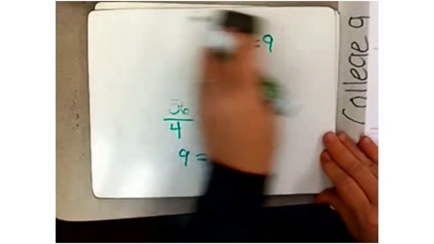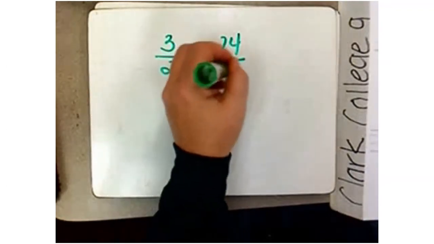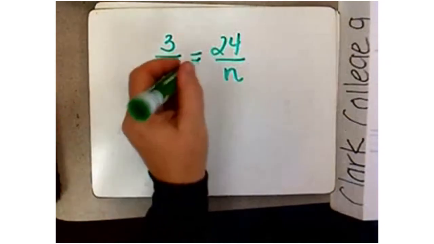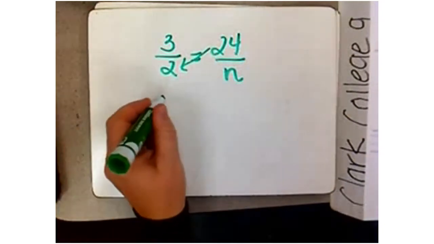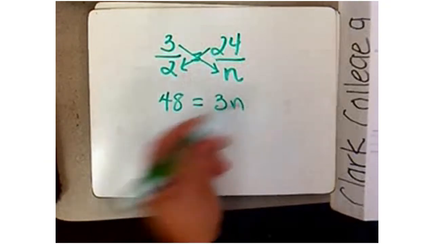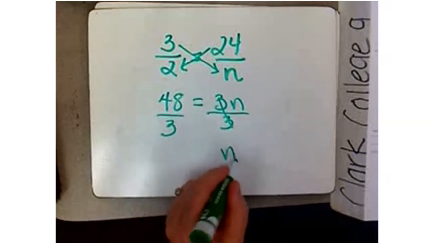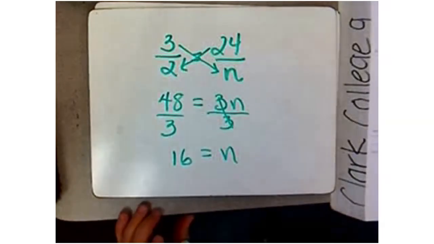Let's try it again with example 3. We have 3 over 2 equals 24 over n. So we're going to cross multiply. The 24 times 2 is 48, and that's going to equal 3 times n. We're going to divide both sides by 3, and n equals 16. So you're doing cross multiplication and division.